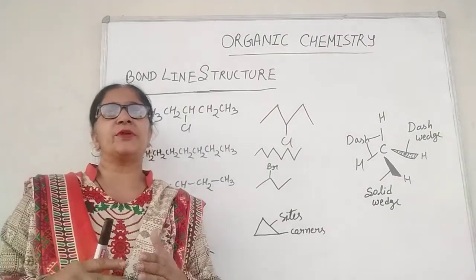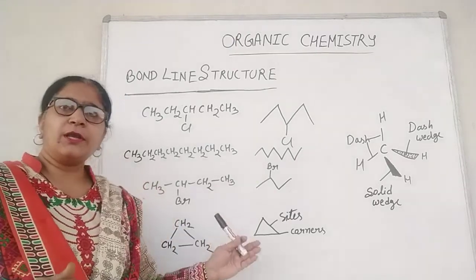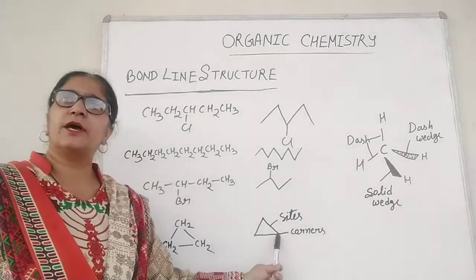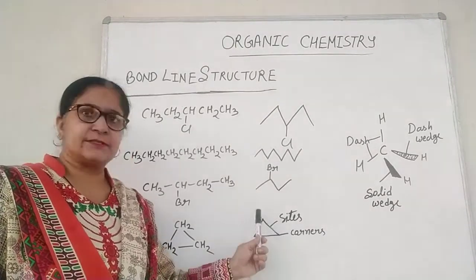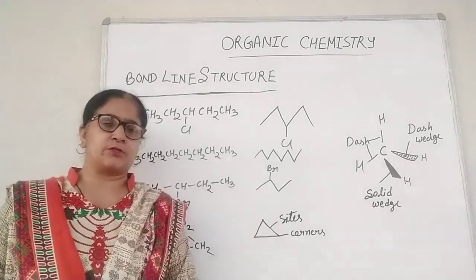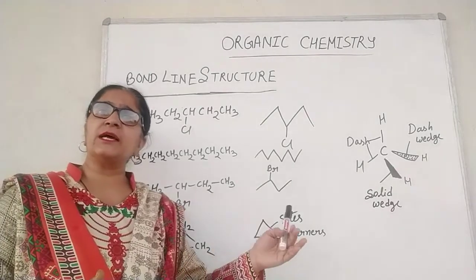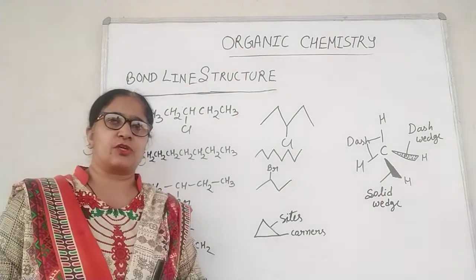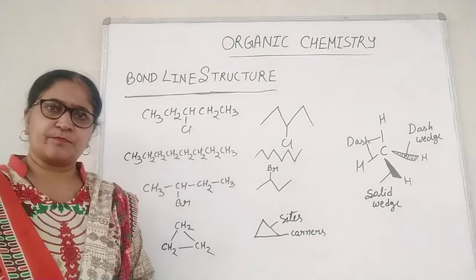Cyclic compounds are represented by polygons. In a polygon, the corners represent carbon atoms and the sides represent carbon-carbon bonds. So, symbols of atoms other than carbon and hydrogen are shown on the structure. Now look at this, here bromine is present.